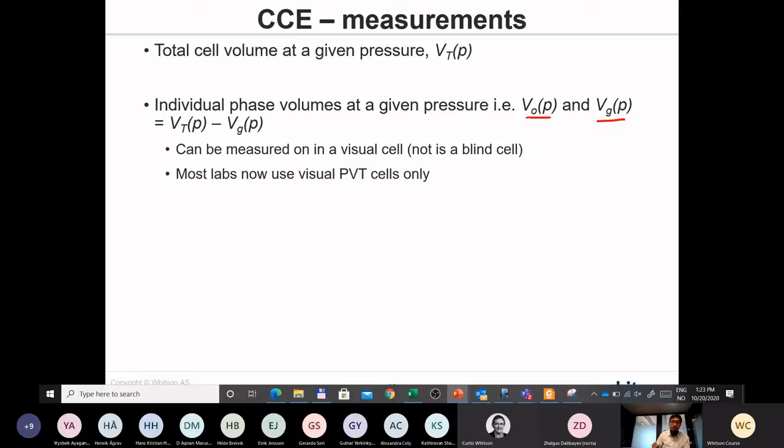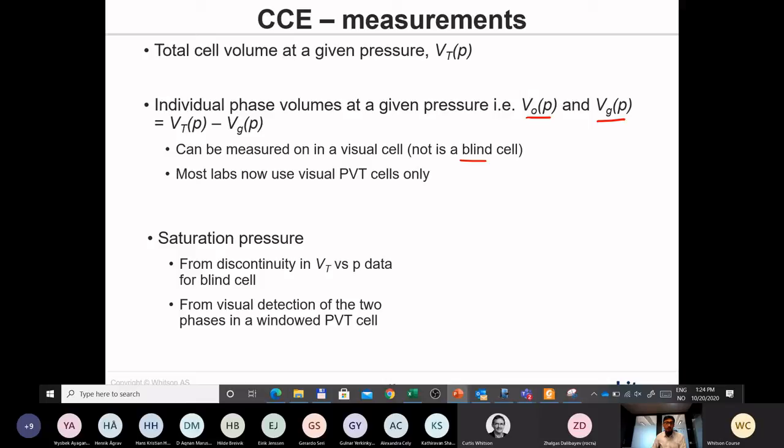So there are two types of PVT cells used for CCE. One is called the blind cell. Blind cell means that you cannot see the individual phases or the interface of the individual phases in the PVT cell. So there is no window through which you can see, and there you can only measure the total volume versus pressure. But if you have a visual cell, then you have the leverage of measuring the individual phase volumes. And now most labs use the visual PVT cells.